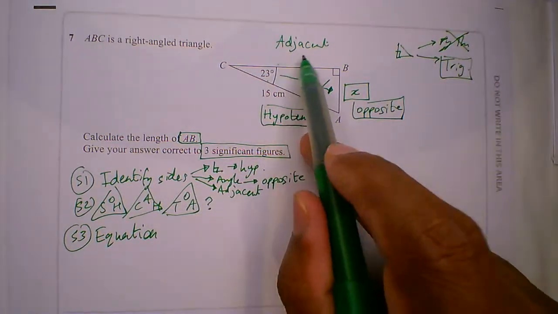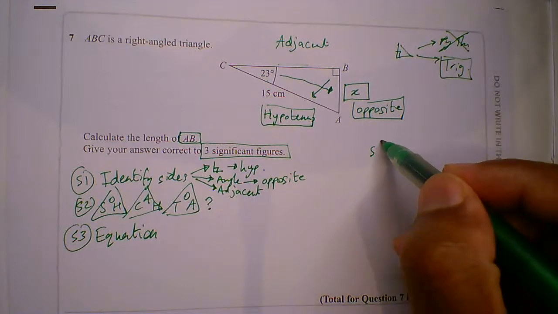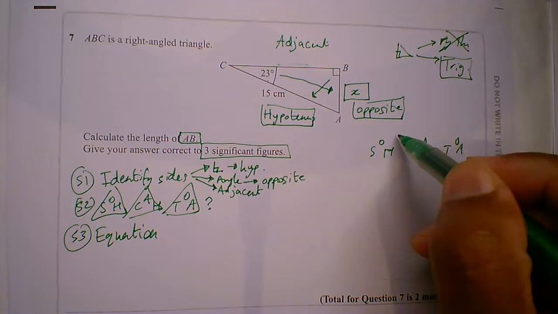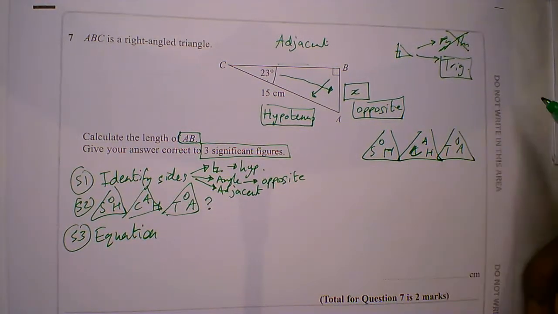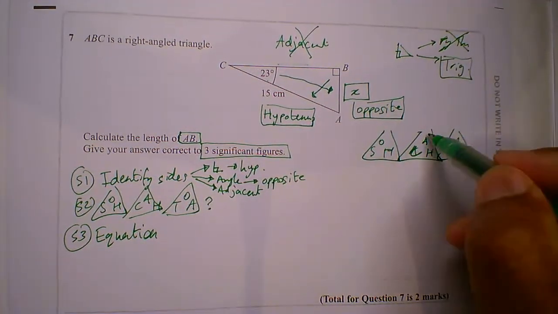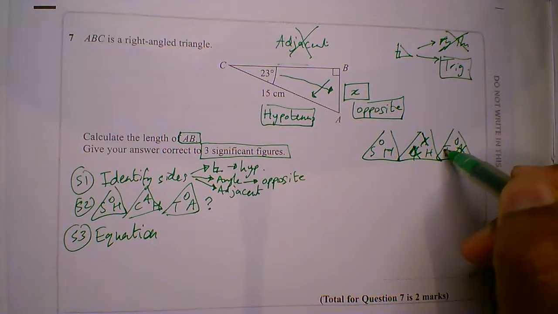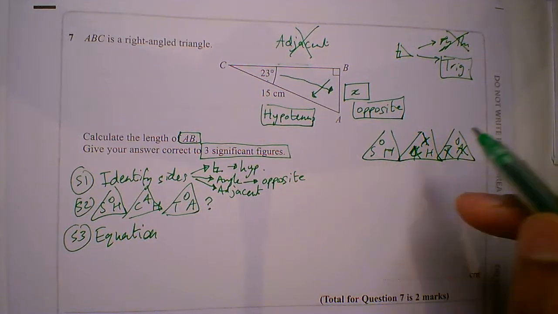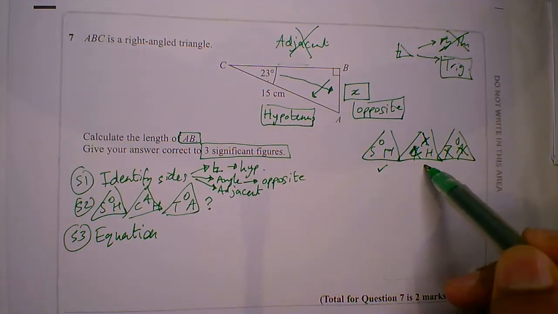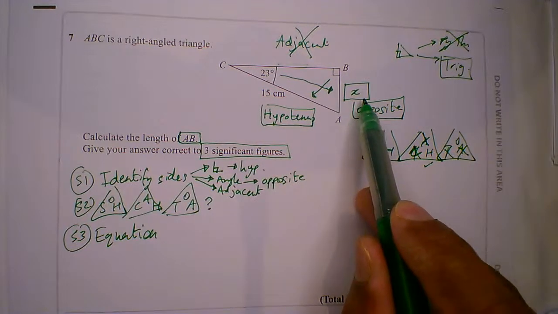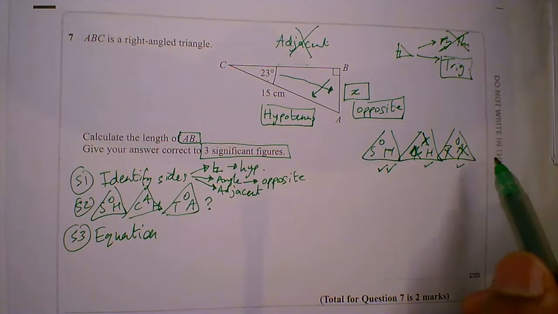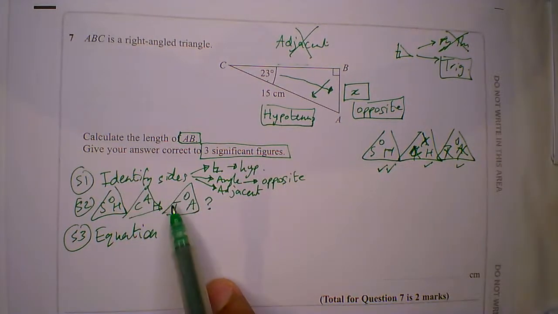Now, if you look at it, I have no information given for the adjacent. So when I do my sohcahtoa, there's a shortcut. There's no adjacent, so I can cross out the A's, which means I'm left with sine. To double check, I've got hypotenuse, which is 15, and X is the side I'm working out, which is opposite. So two ticks, it must be this one. Those are two ways for you to identify which one we're using.